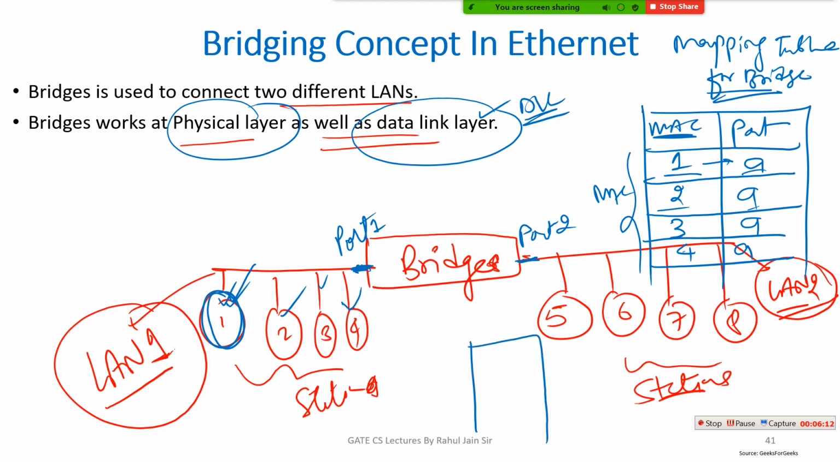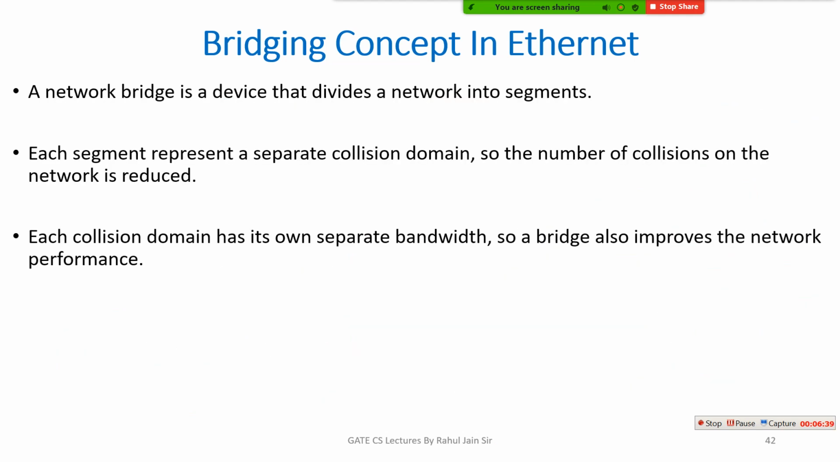Similarly, this bridge will also hold the mapping table entries of MAC and port for 5, 6, 7 and 8. So I have port B with them. So my host 5, 6, 7 and 8, they are connected with port B. It is the part of LAN 2. So this is the mapping table entry for bridge, guys.